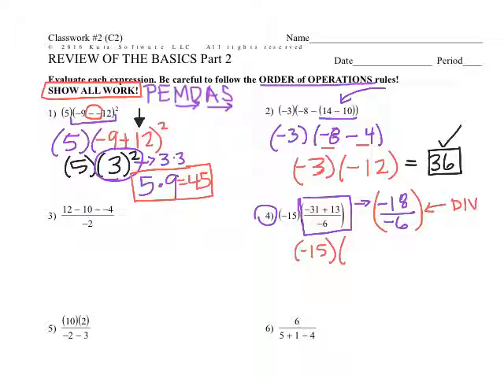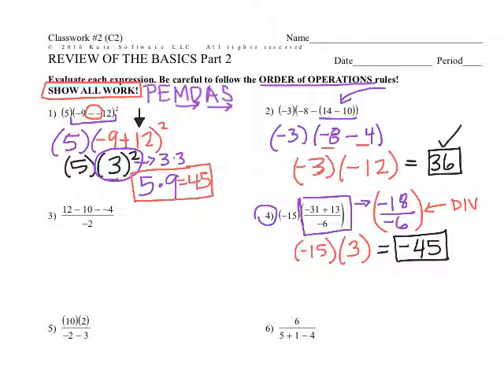That's going to be a positive 3. Okay, positive because two negatives when we're dividing result in a positive. All right, so negative 15 times positive 3 is negative 45. Okay, check your answer bank. See if there's a negative 45 there. If so, cross it off.